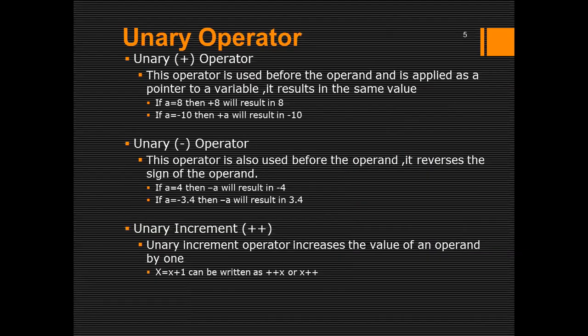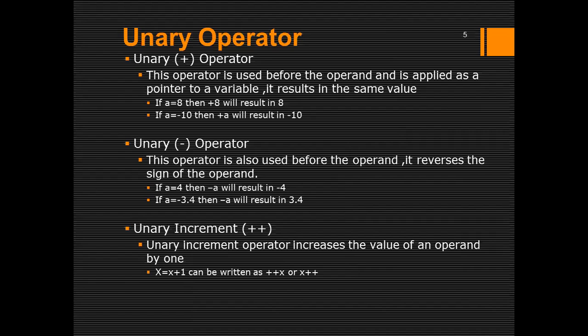Now we are going to learn about unary operators in detail. First, the unary plus operator. This operator is applied simply as a pointer to a variable. It results in the same value of the variable. For example, if a is equal to 8, then plus a will result in 8. Whereas if a is equal to minus 10, then plus a will also result in minus 10. Thus, the value of the variable remains the same.